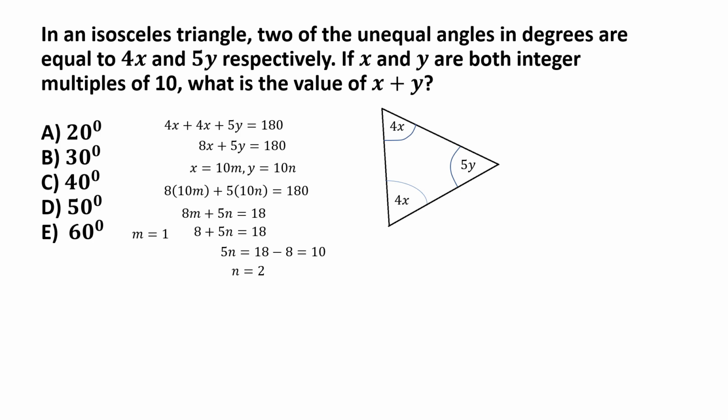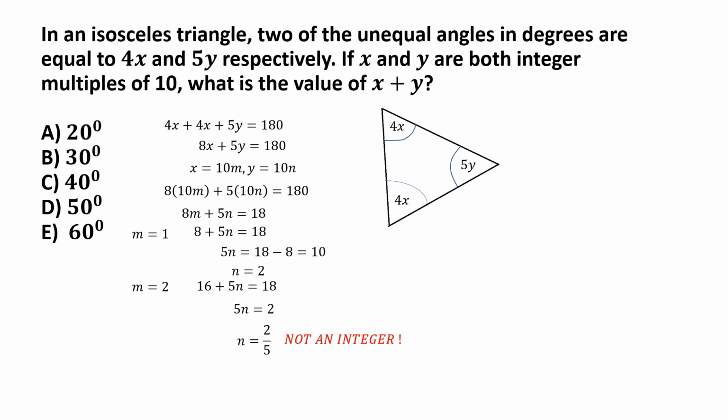Next higher value of m will be m equal to 2, and for this the equation becomes 16 plus 5n equal to 18. We just substitute m equal to 2 in the equation 8m plus 5n equal to 18, so that's why we get 16 plus 5n equal to 18, and then we solve for n, and in this case we have a problem because n doesn't come out to be an integer, it comes out to be a fraction. So clearly this is not permissible.